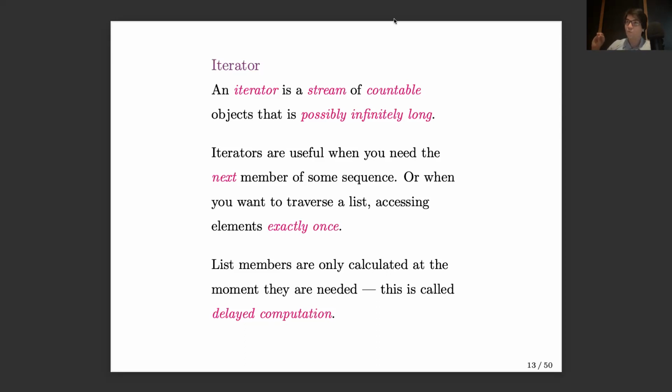So how do we support this? Well, we can't use lists anymore. What we want to swap lists out with is something called an iterator or a stream.